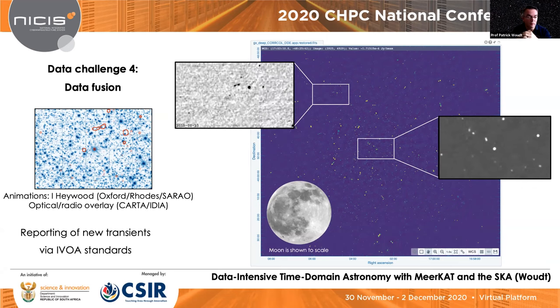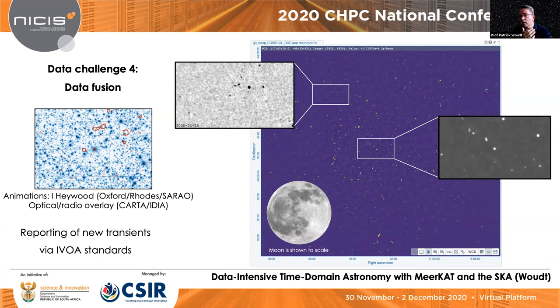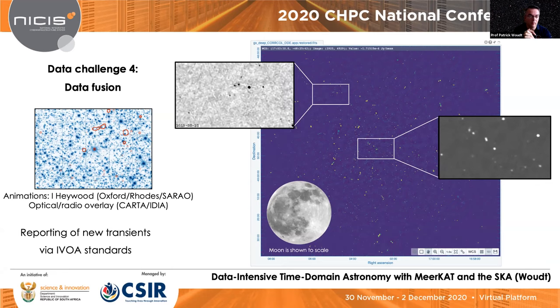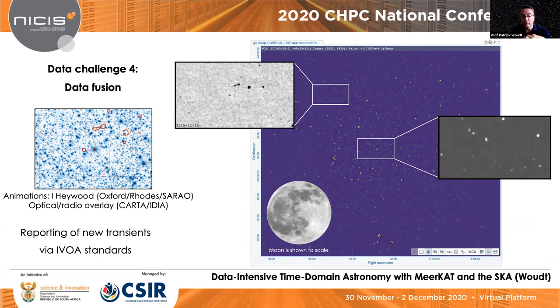So here the value of data fusion comes in. What I've shown you on the left is the radio image in red contours overlaid on the optical image. And you see a very different picture when you look in the optical. It's a dense stellar field, so we're looking through the Milky Way. But the central transient is associated with a very bright star in this field of view. So in blue, you can see the optical and the bright star that's associated with the radio transient.